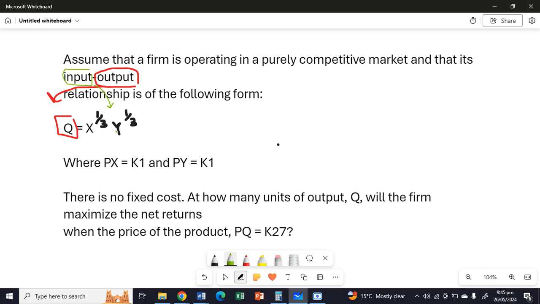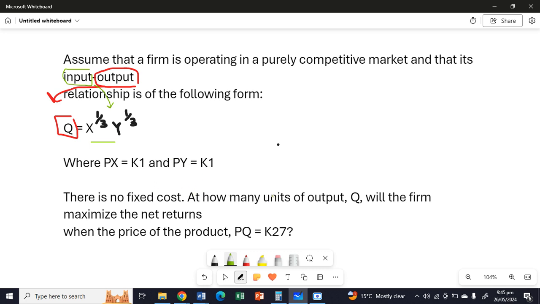So the number of units of x and the number of units of y, when you place them in this function, will give you the total output. These are our inputs, the x and the y, and Q is our output. Where px equals 1 kwacha and py equals 1 kwacha, there is no fixed cost.